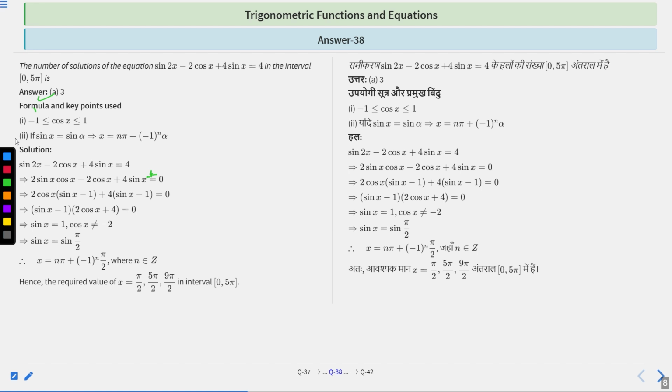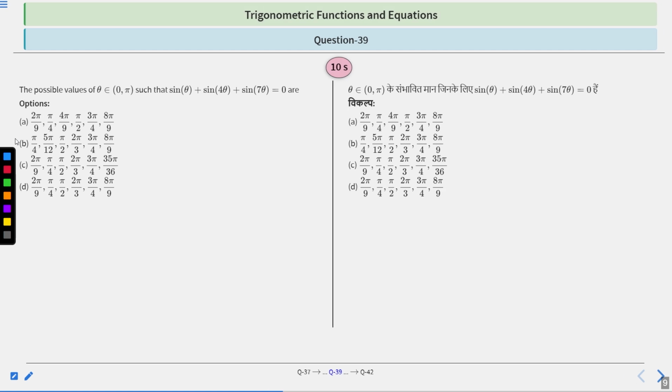Okay, let's move to the next question. Question number 39, which says: the possible values of theta belonging to 0 to pi such that sin theta plus sin 4 theta plus sin 7 theta equals 0 are. So the hint of this question is, what can we think? We can apply the formula of sin A plus sin B, and after that, we will try to simplify this equation.